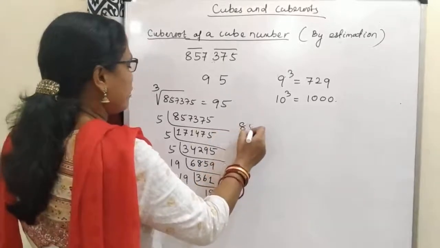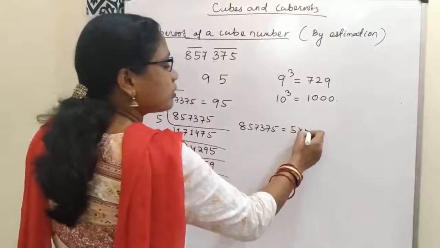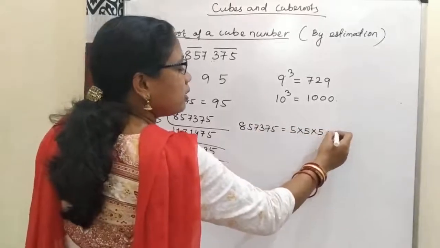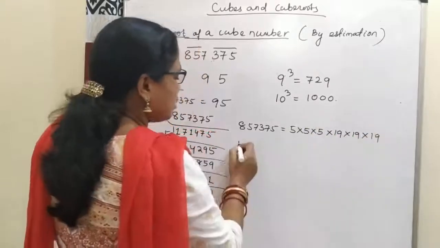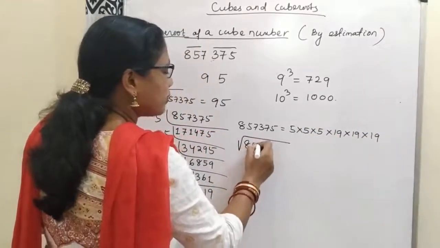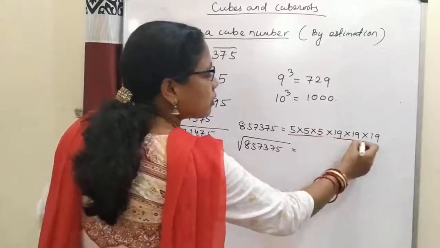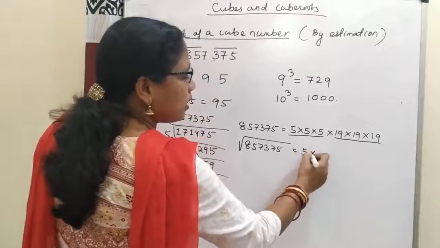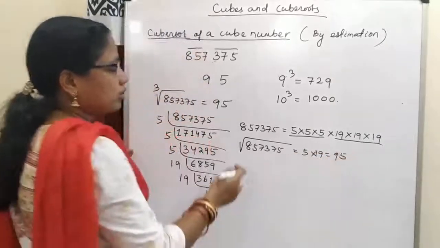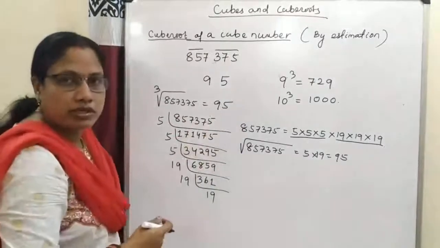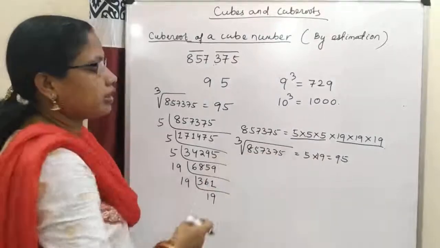So 857,375 is equal to 5 multiplied by 5 multiplied by 5, 19 multiplied by 19 multiplied by 19. So the cube root of 857,375 is equal to, we have to take one factor from three factors. So 5 multiplied by 19 is equal to 95. So our estimation was correct. So the cube root of this number is 95.